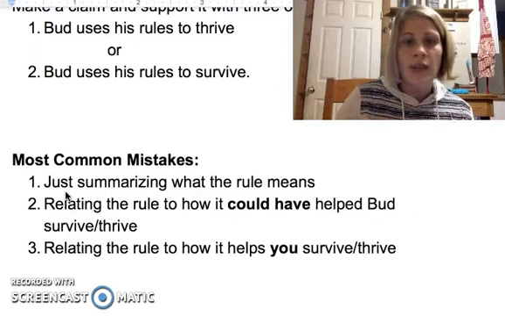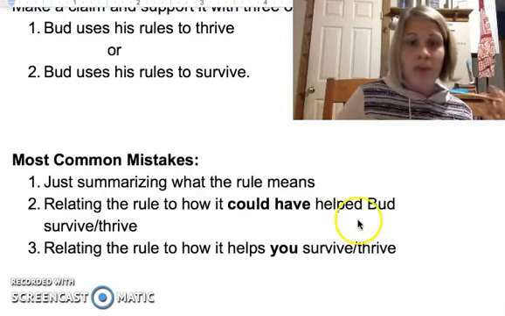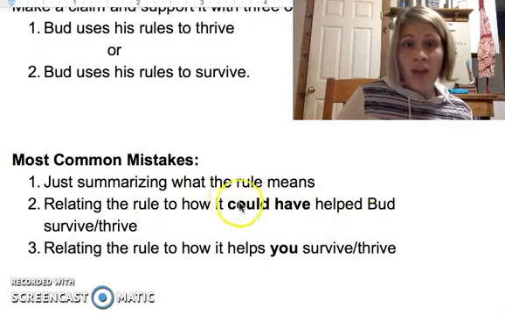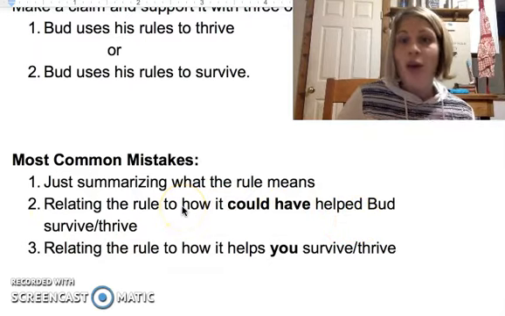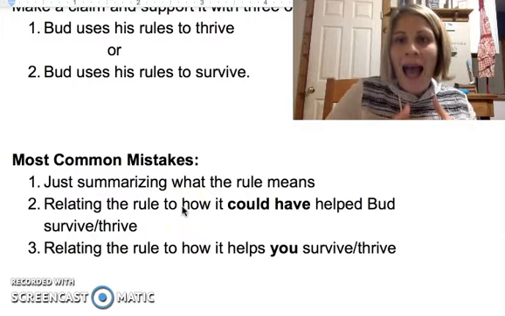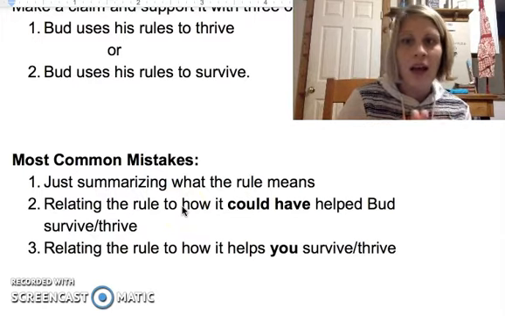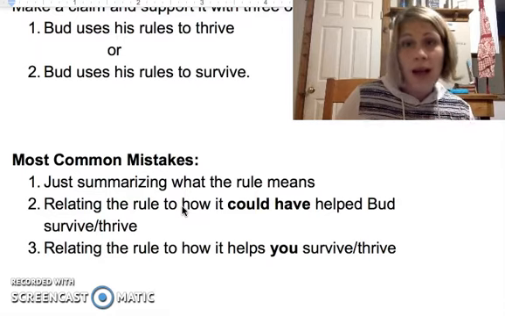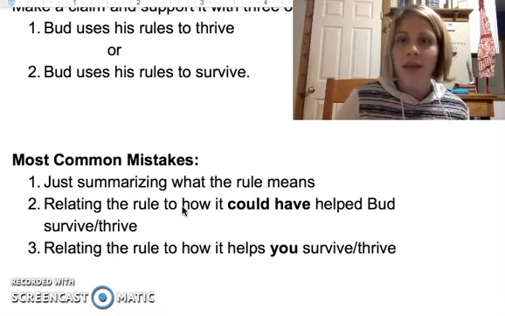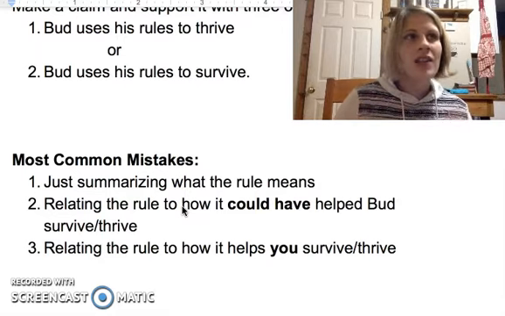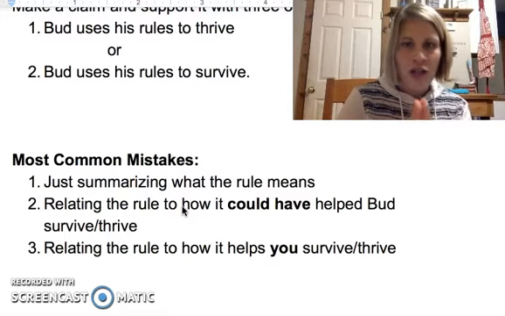Some of you related the rule to how it could have helped Bud survive or thrive. The problem here is that it's how it could have, and it's not what actually happened in the text. You're saying that Bud could have used the rule if this happened, so that way this wouldn't have happened and then he would have thrived. But that's just making conjectures. It's not what actually happened.